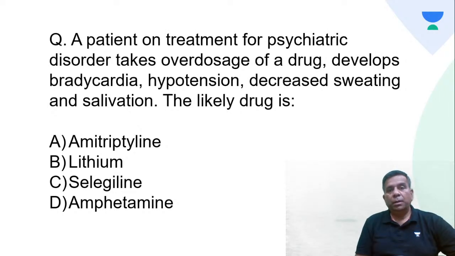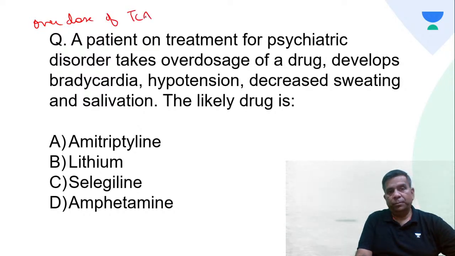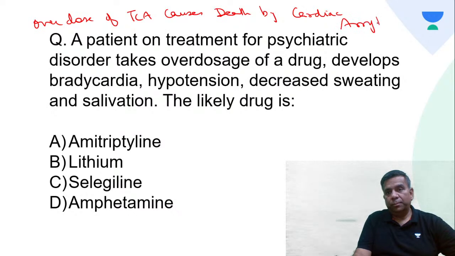The patient on treatment, we know that overdose of TCA causes death by cardiac arrhythmia. And before I die, we know the TCA actually slows the cardiac conduction. That is also an MCQ.